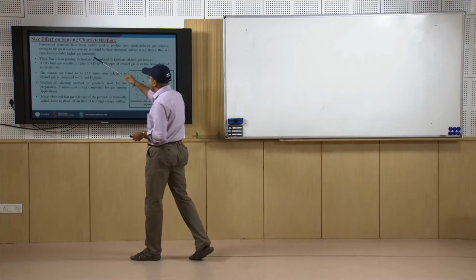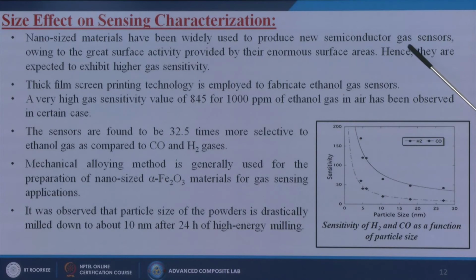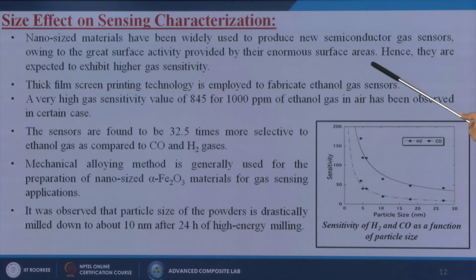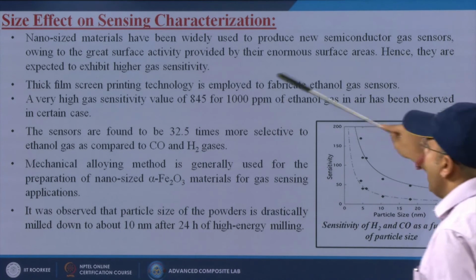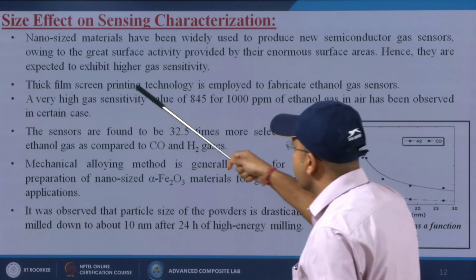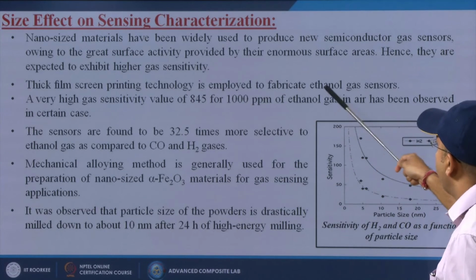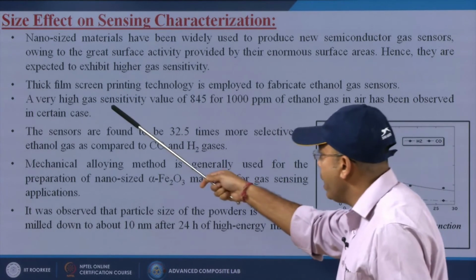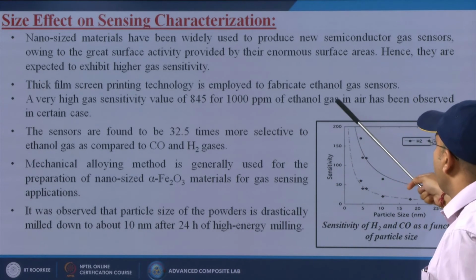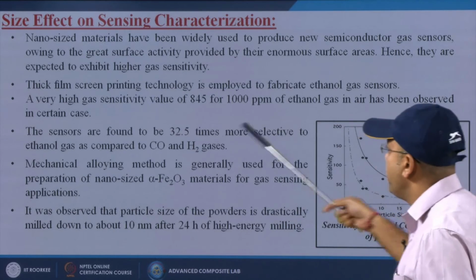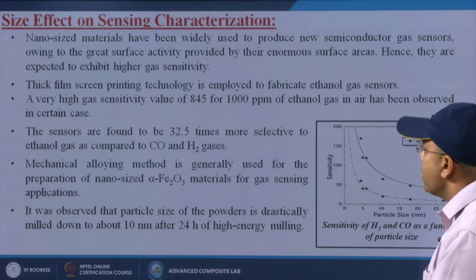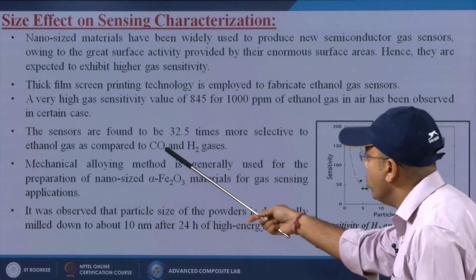Nano-sized materials have been widely used to produce new semiconductor gas sensors owing to the great surface activity provided by their enormous surface areas. Hence, they are expected to exhibit higher gas sensitivity. Thick film screen printing technology is employed to fabricate ethanol gas sensors. A very high gas sensitivity value of 845 per 1000 ppm of ethanol gas in air has been observed in certain cases. The sensors are found to be 32.5 times more selective to ethanol gas as compared to carbon monoxide and hydrogen gases.